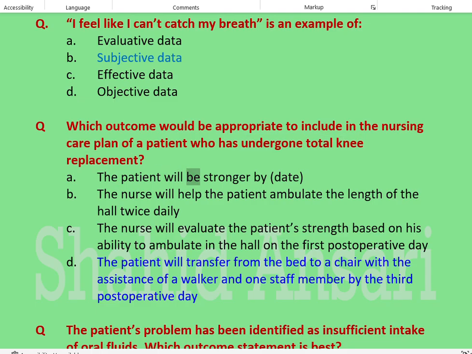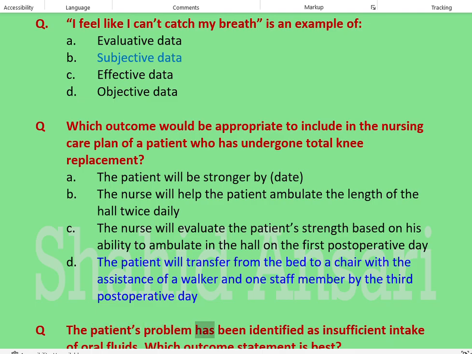A. The patient will be stronger by date. B. The nurse will help the patient ambulate the length of the hall twice daily. C. The nurse will evaluate the patient's strength based on his ability to ambulate in the hall on the first postoperative day. D. The patient will transfer from the bed to a chair with the assistance of a walker and one staff member by the third postoperative day.